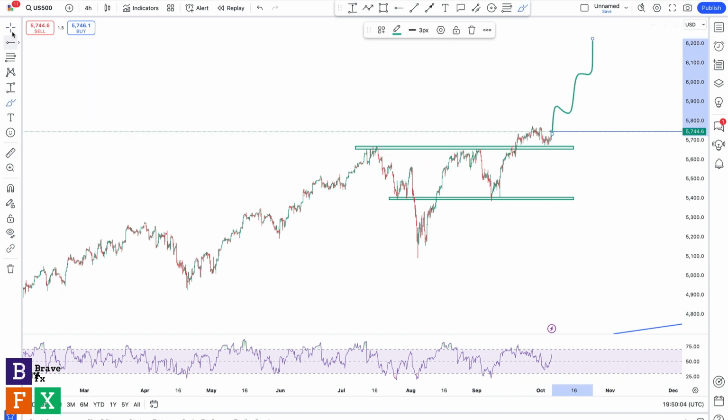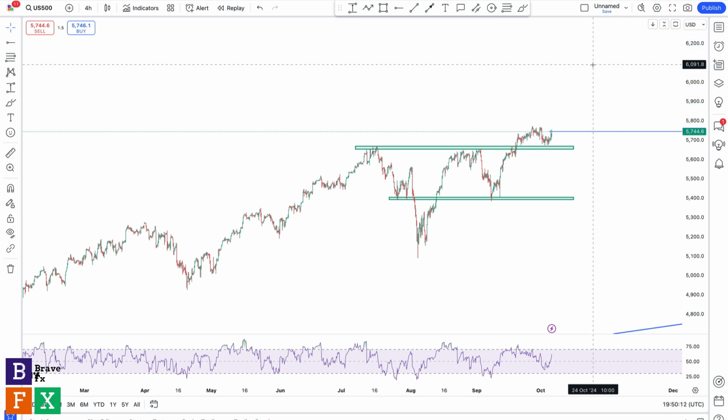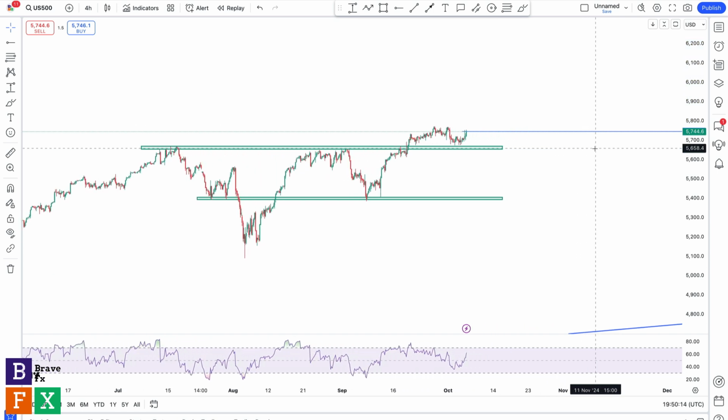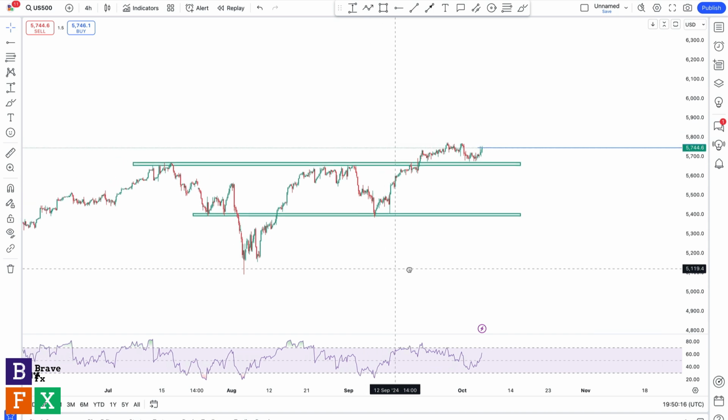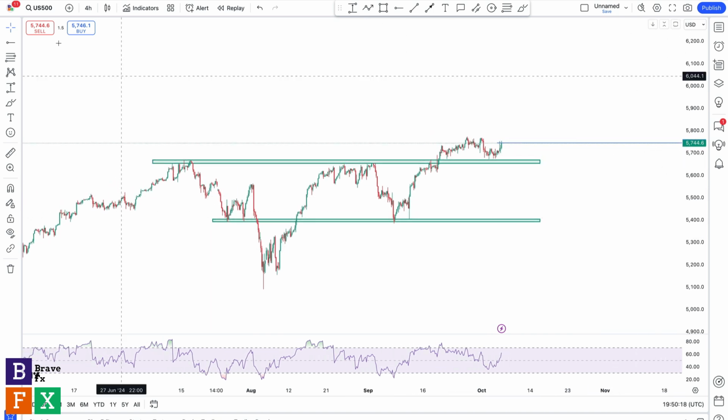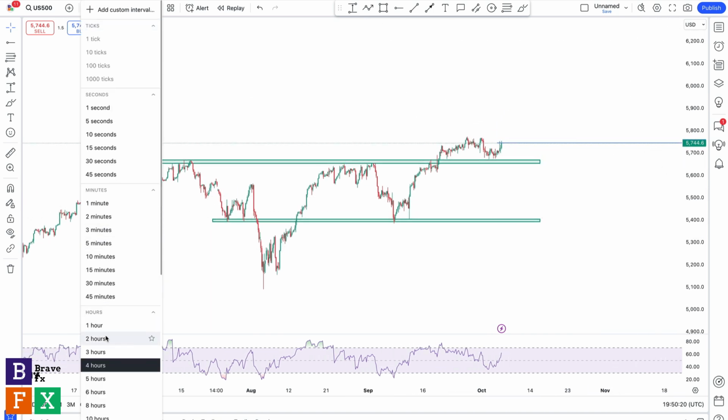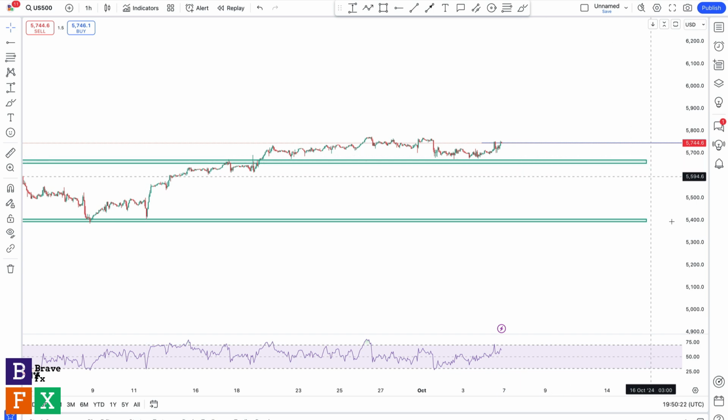Unless something unexpected happens in the United States economy, then this will eventually go down. But other than that, everything looks good right now, considering the fact that we had strong NFP data on Friday. So this means there's a good chance we go higher. So going down to the 1 hour time frame briefly.